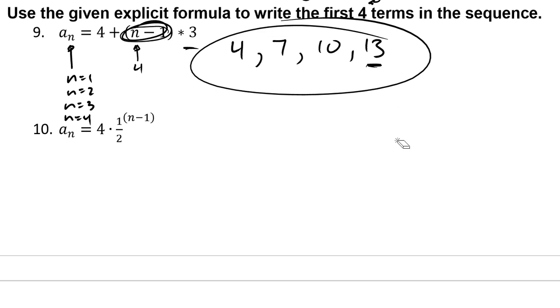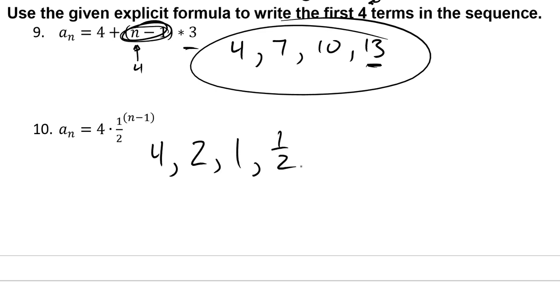Number 10, it is a geometric sequence. I can totally see the pattern there. Since it's geometric, I know the first term has to be the number 4. And then every single time after that, it's going to be 1/2 as big. So I'm going to go from 4 to the number 2. 1/2 of 2 is going to be 1. And then 1/2 of 1 is going to be 1/2. So there's my first four terms, right? 4, 2, 1, and 1/2.